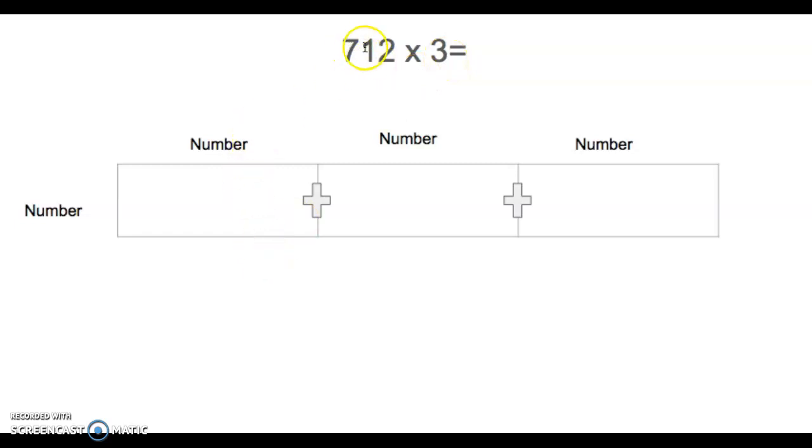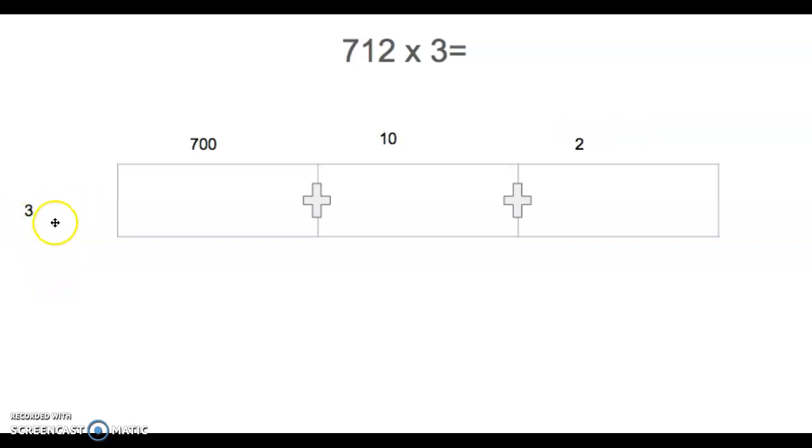So again, I'm going to take apart the place value. So I'm going to take apart the 712. So 700 is that place value. Then we have the 1, which actually equals a place value of 10. And then we have 2. And over here we put our 3.